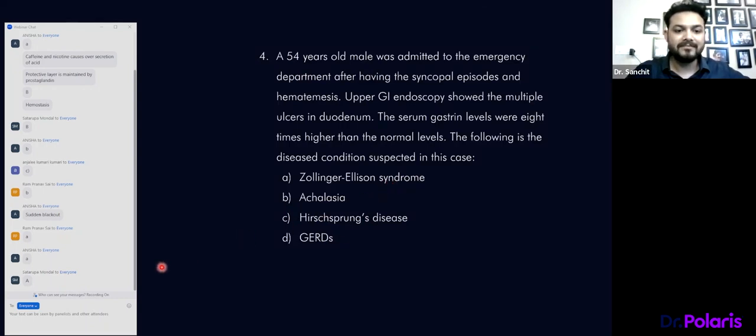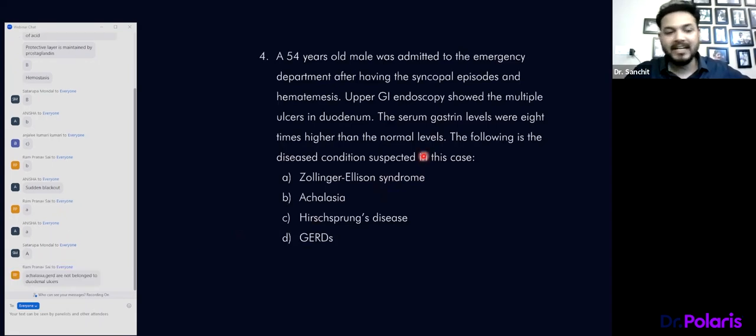Anyone? You can write it over in the chat box also. Anyone wants to go for any attempt at Zollinger-Ellison? Achalasia, GERD are not belonging to duodenal ulcers. Okay, so he is going the retrograde way. Okay, that is also a correct way of answering.